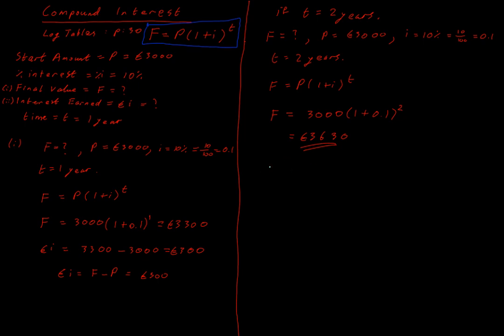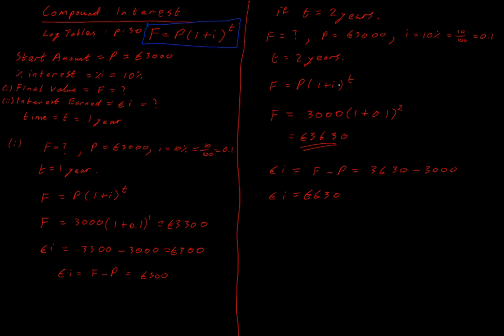Well, then let's ask ourselves, how much interest have I earned over the 2 years? If I start out with 3,000 euro and I end up with 3,630 euro, how much interest have I earned? Well, I know it's going to be my final value minus the money I started with, which is 3,630 minus the money I started with, 3,000. So my amount of interest earned then is going to be, when I put that in my calculator, I get 630 euro. So over 2 years, I earned 630 euro in interest.